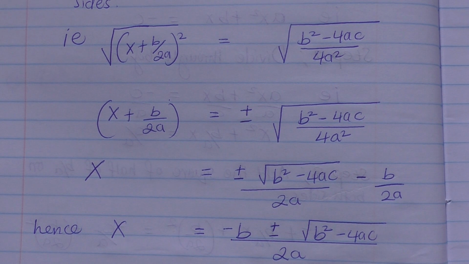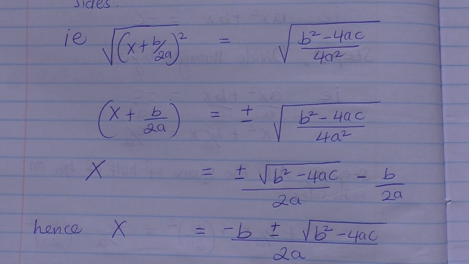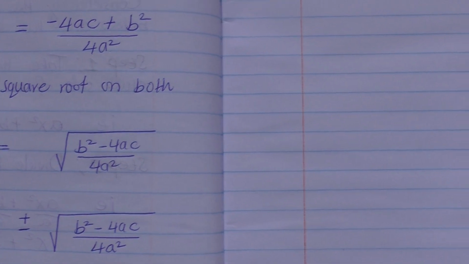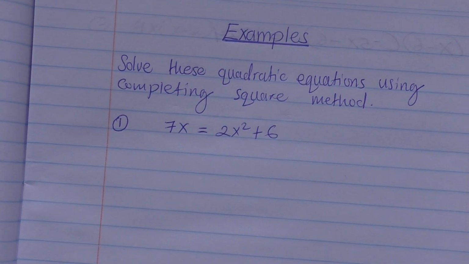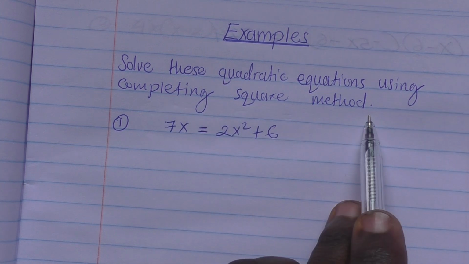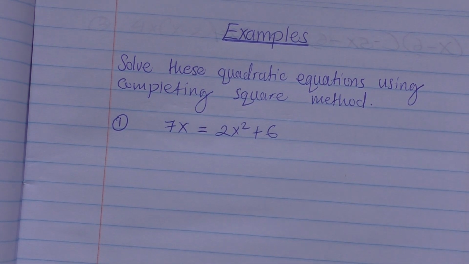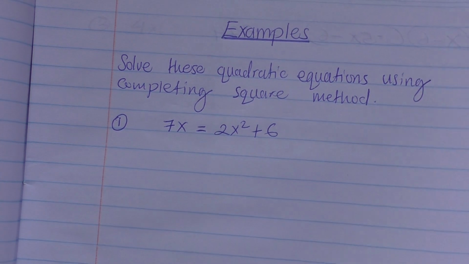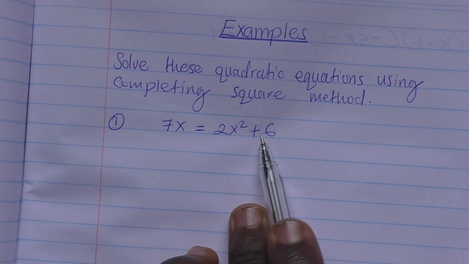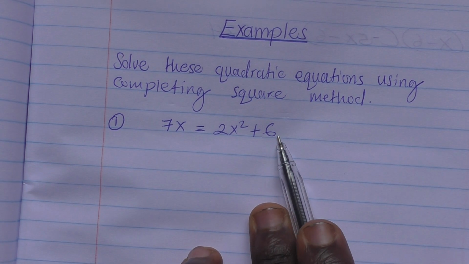So that is how we use completing of squares. Now we are going to do one example and the rest will be yours. This is the example we are doing. We are told to solve the equations using completing square method, and our first example is 7x equaling to 2x squared plus 6.